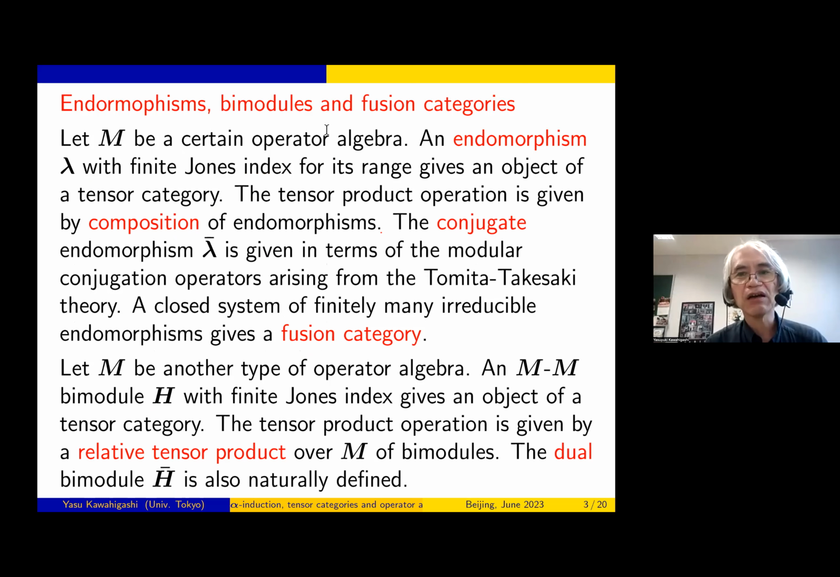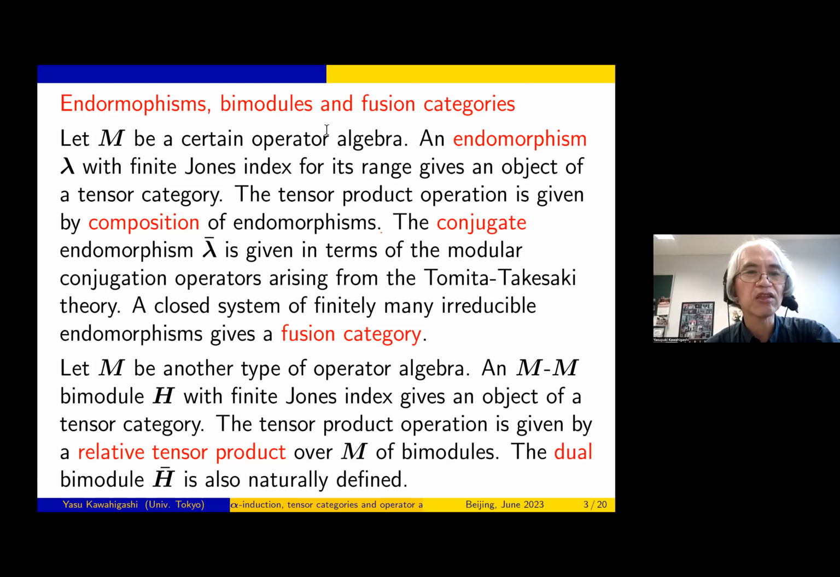Then we can consider an endomorphism. Actually, in a typical setting, this is automatically injective. Also, we are interested in the case where it's not an automorphism. So from M into M, the image is strictly contained in M, which is isomorphic to M. So we are interested in this kind of endomorphism.